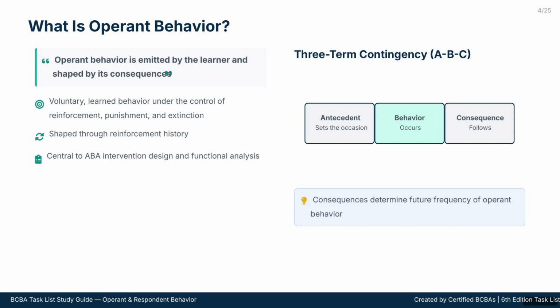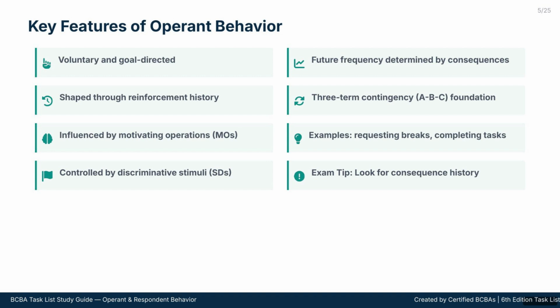What matters most is this: consequences determine the future frequency of operant behavior. Operant behavior is voluntary and goal-directed. It is shaped over time through a reinforcement history, and its future frequency depends on what happens after the behavior. Operant behavior is influenced by motivating operations and controlled by discriminative stimuli. Examples include requesting breaks, completing tasks, or engaging in problem behavior to escape demands.